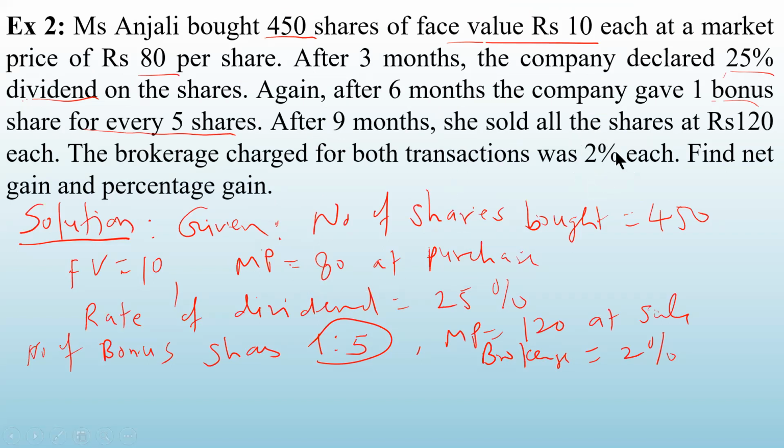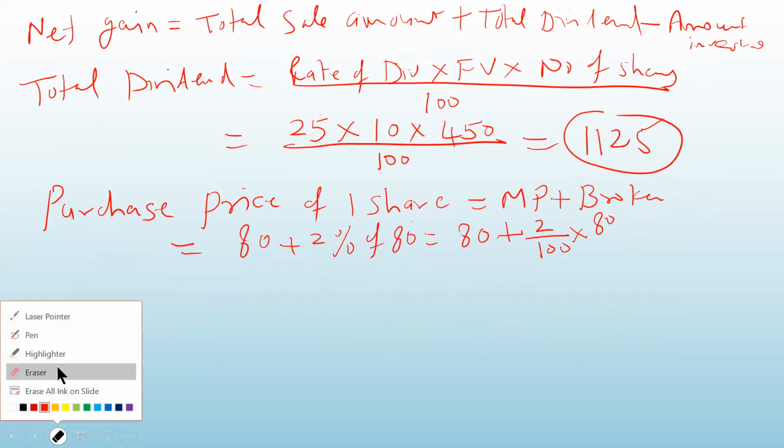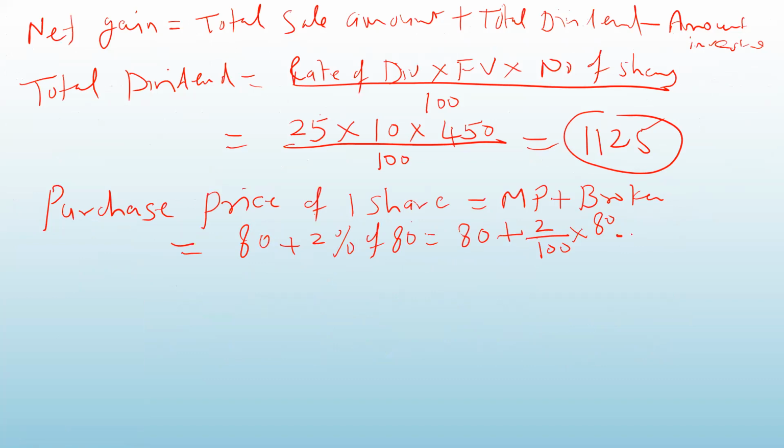And what is the brokerage? 2%. So 80 is the market price and brokerage is 2% of the market price, that is 80. So 80 plus 2% of 80, that is 2 upon 100 into 80. Calculate that. I'm doing each and every calculation for you here. I'm not jumping the steps, so that you can clearly understand. Otherwise, I would have written just the final answer.